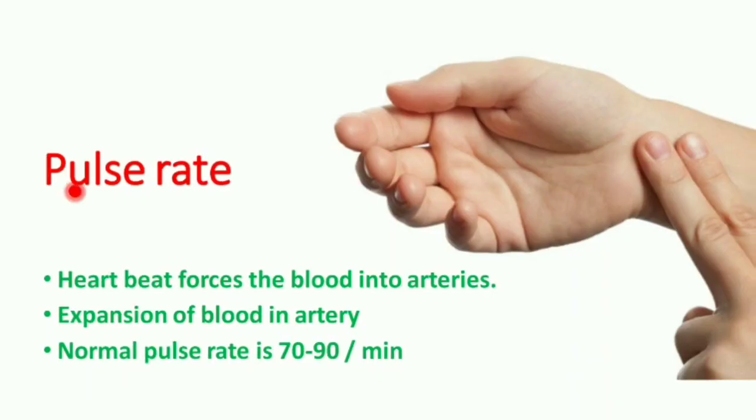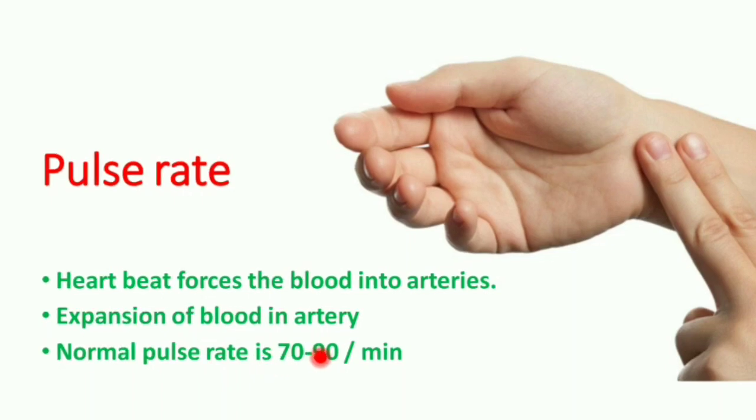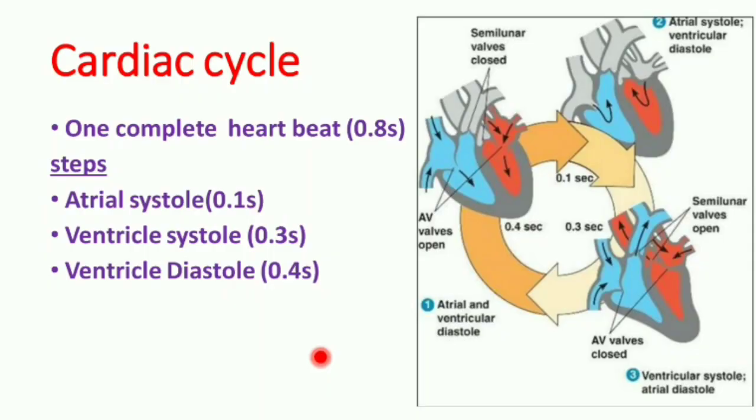Coming to the pulse rate. The heartbeat forces the blood into the arteries so that it causes the expansion of the artery. That is called the pulse rate. The normal pulse rate is 72 to 90 per minute. That is the expansion of the artery.